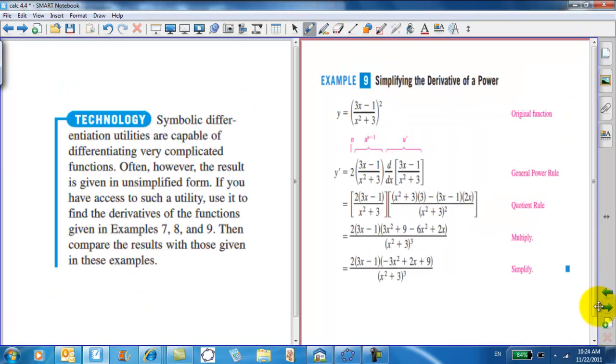Now, simplifying the derivative of a power. Notice in this case, you've got a function raised to the 2, so your outer function is the squaring. So the general power rule, which is essentially the chain rule, applies first. Bring the 2 down in front. Leave the inner function alone. It's only raised to the first now. And then take the derivative of the inner function. And that's where a lot of your work is, because you have to use the quotient rule on that. And then simplifying out, you get this answer.